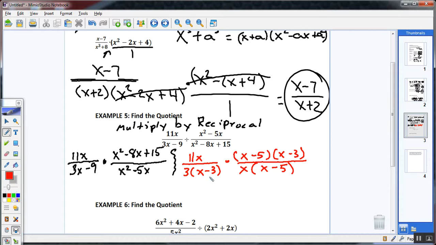What's gone? X minus 3. I see x minus 3 is gone. X minus 5 is gone. Now, right here, this is really 11 times x, isn't it? And the bottom's really 3 times x now, isn't it? What are the x's going to do to each other? They're gone. What are you left with? 11 over 3. Wowzers.